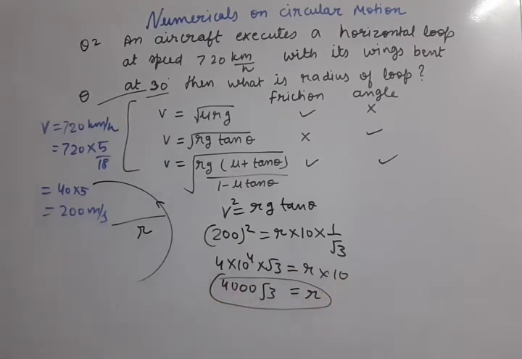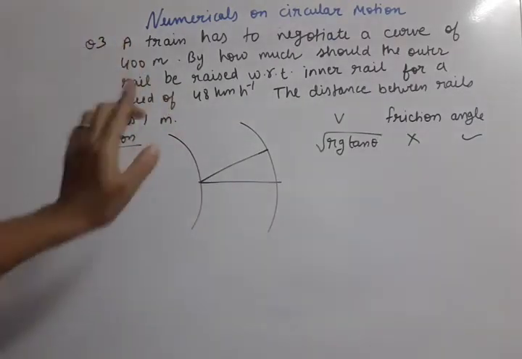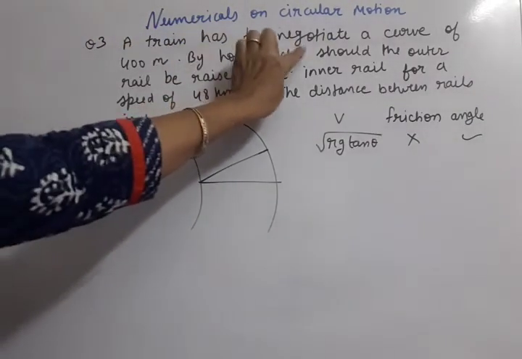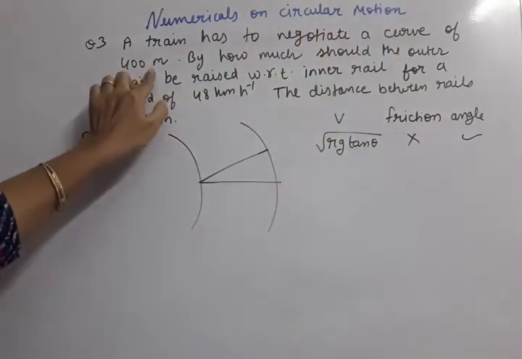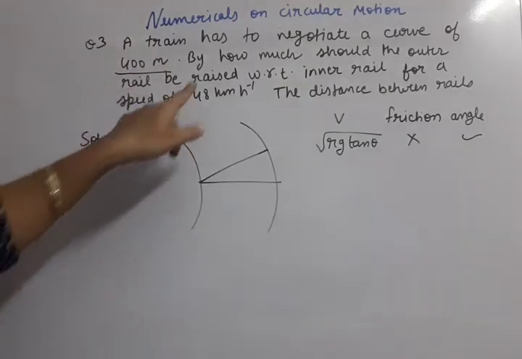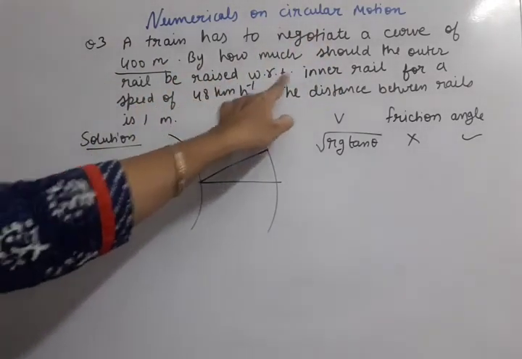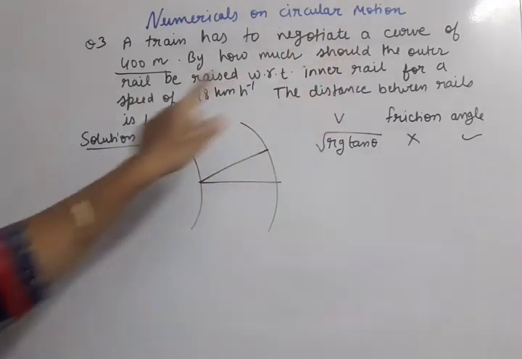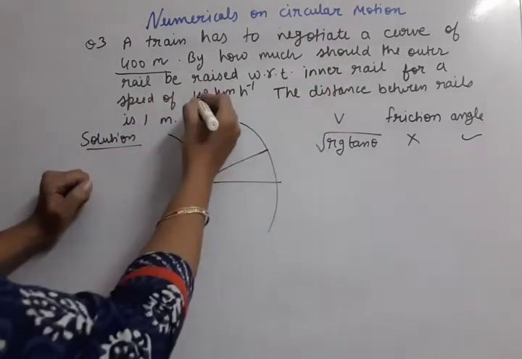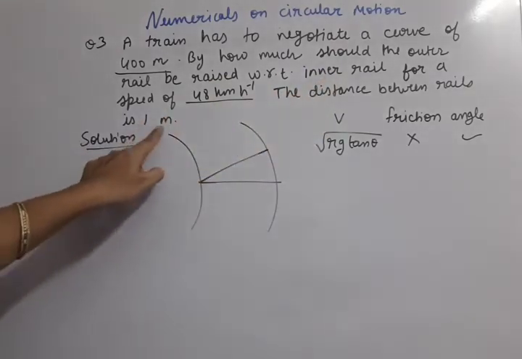Note down this question. We have one more question. Let's see this third question. A train has to negotiate a curve of 400 meters. Let us underline 400 meters. By how much should the outer rail be raised with respect to the inner rail for a speed of 48 km per hour? The distance between the rails is given as 1 meter.